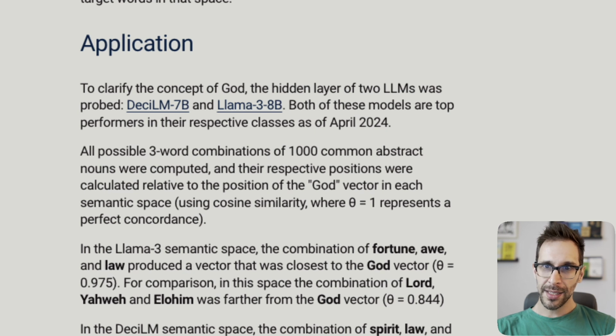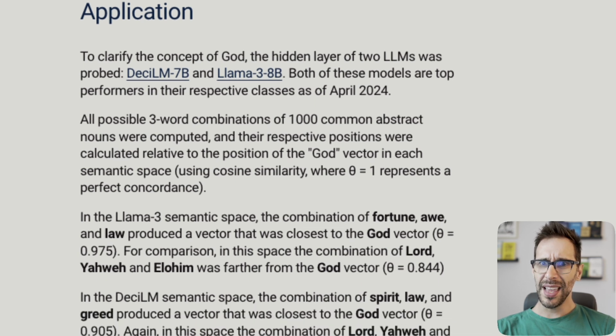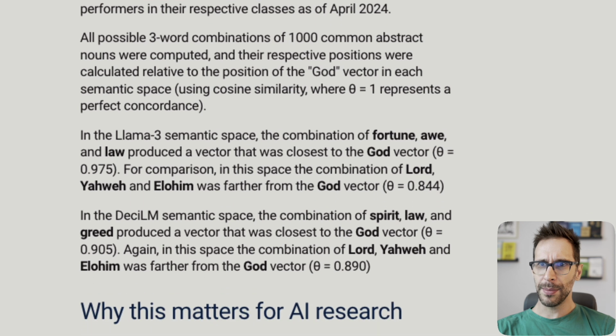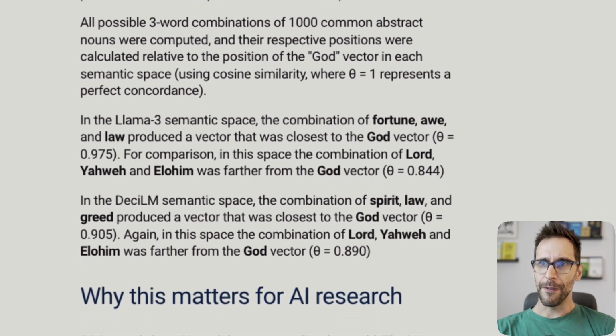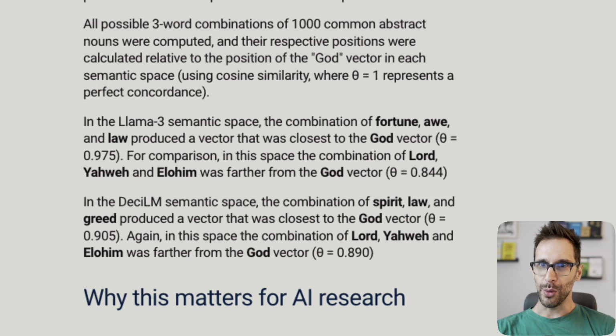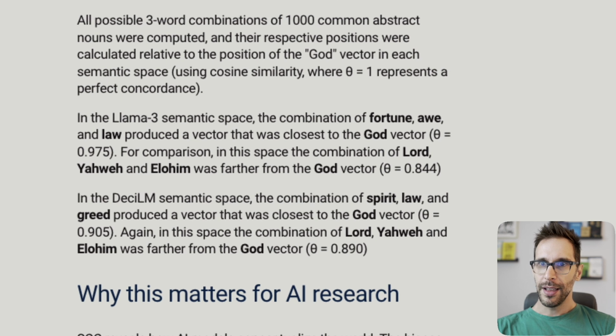So a few things we could ask, why was it 3 word combinations, not 2, 4, 5? Why was it 1,000 common abstract nouns and not 10,000? How would the answers differ if we varied those things? But let's go with this, 3 word combinations, 1,000 common abstract nouns. And now we get the results that in the Llama 3 semantic space, the combination of fortune, awe, and law produced the vector that was closest to the God vector, even better than the combination of Lord, Yahweh, and Elohim.